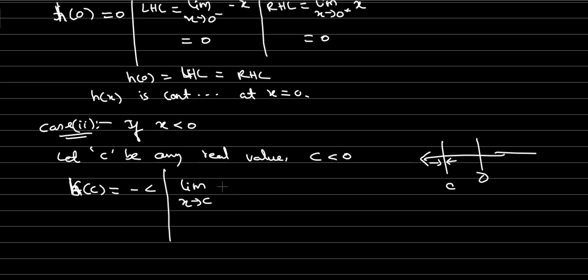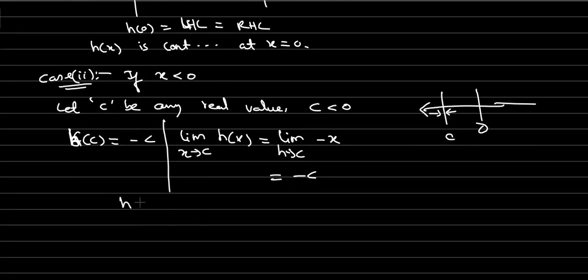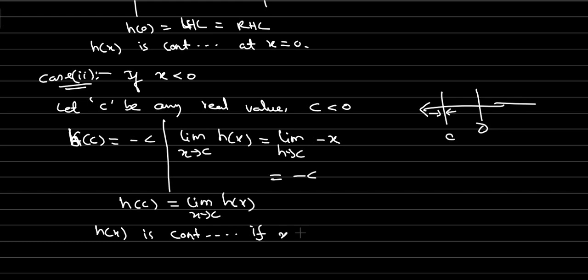So what is h of x here? Since c is less than 0, h of x is minus x. Now applying the limit, we get minus c. From this we can say h of c and the limit as x approaches c are both the same. That means h of x is continuous if x is less than 0.